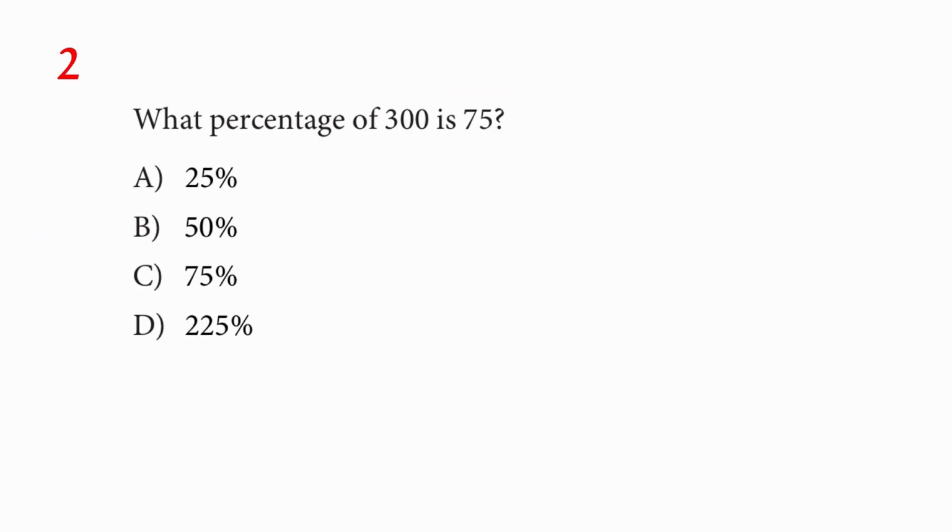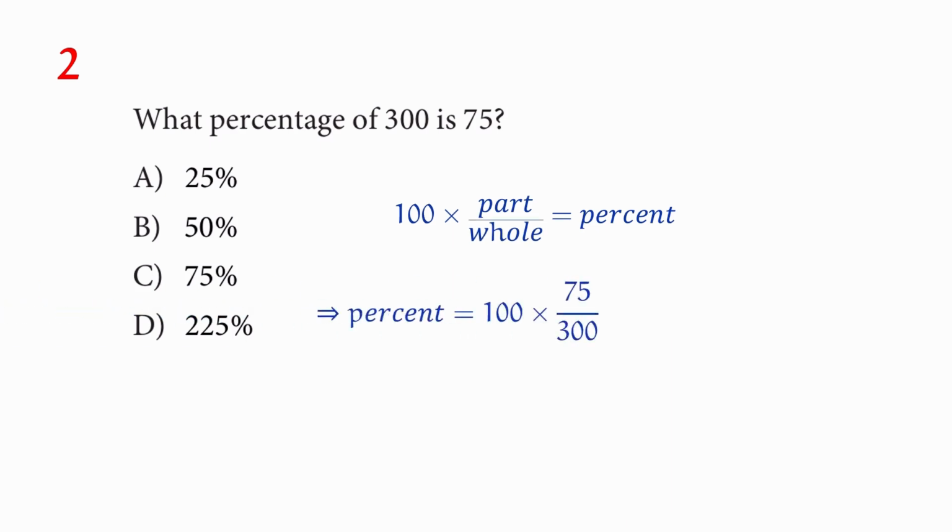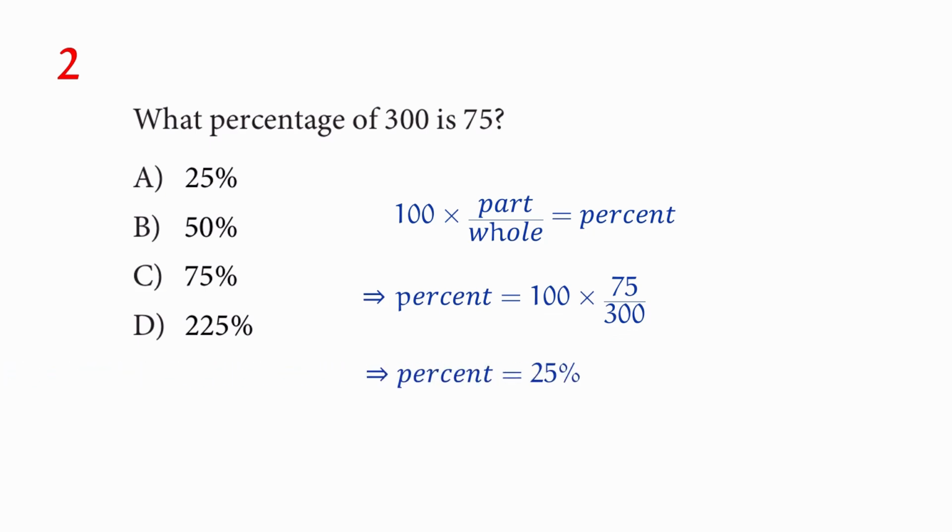The second question. What percentage of 300 is 75? This is the formula for calculating percentage. Here, part is 75 and whole is 300. So, percent equals 75 divided by 300 times 100. So the answer is 25%.